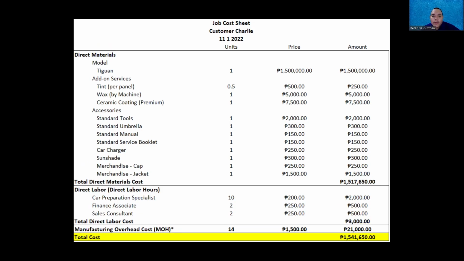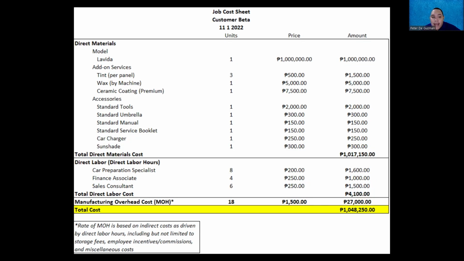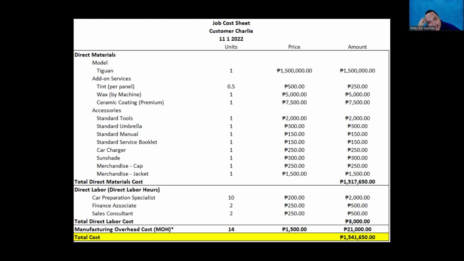Charlie, on the other hand, purchased a Tiguan. A Tiguan, as opposed to a Santana and a Lavida, is an SUV, so it is expected that the cost point is higher. The Tiguan's associated price is 1.5 million pesos. Alpha purchased Santana at 500,000 pesos. Beta purchased the Lavida at 1 million pesos. And Charlie purchased a Tiguan at 1.5 million pesos.